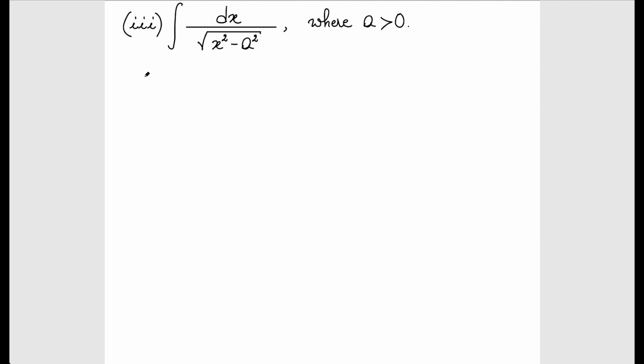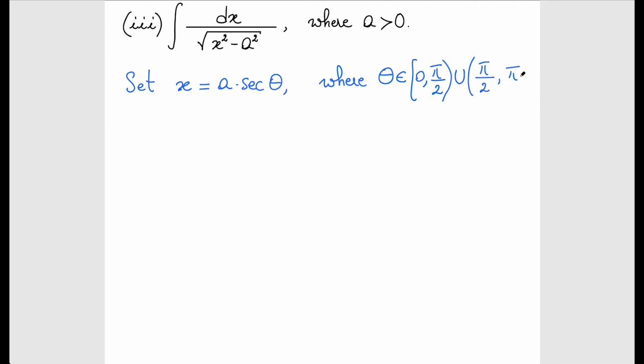So as we said, we're going to set x to be a secant theta, where theta is in the open interval 0 to pi over 2, union pi over 2 all the way to pi, because secant is not defined at pi over 2. All right, and as such, dx becomes, what's dx? A times the derivative of secant, which is sec theta tan theta, d theta, correct?